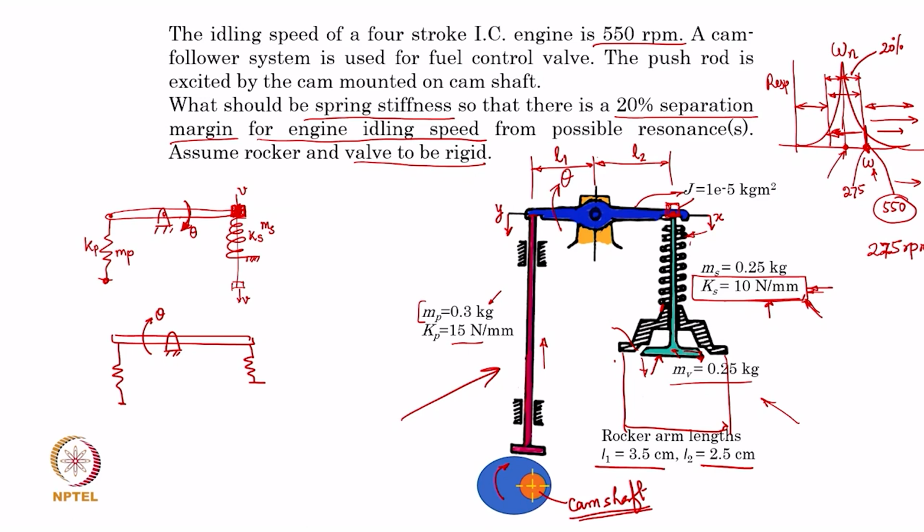Alright, so with this background, let us at least get the governing equation and the expression for natural frequency. Then of course, one can substitute all these numerical values in the expression to get the frequency value.